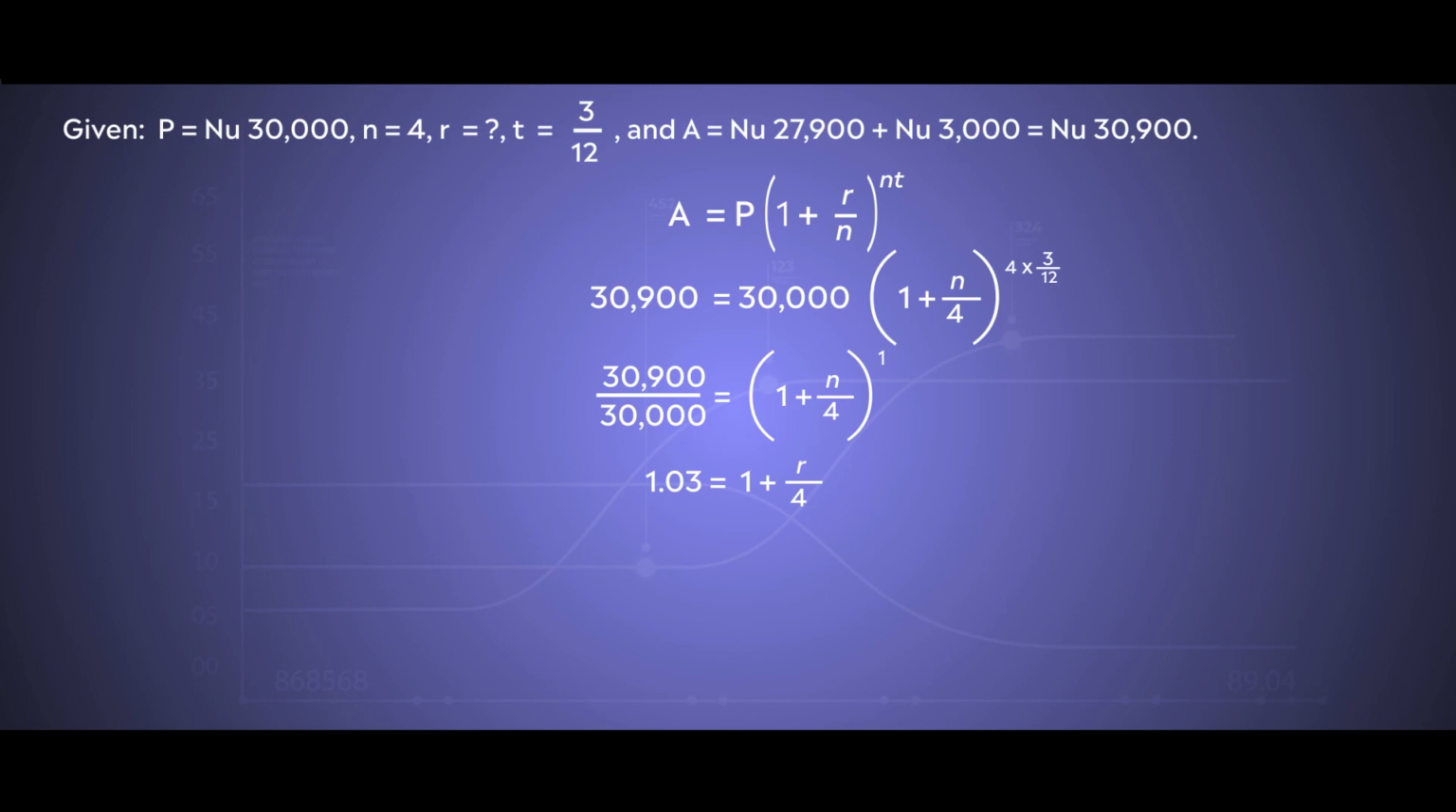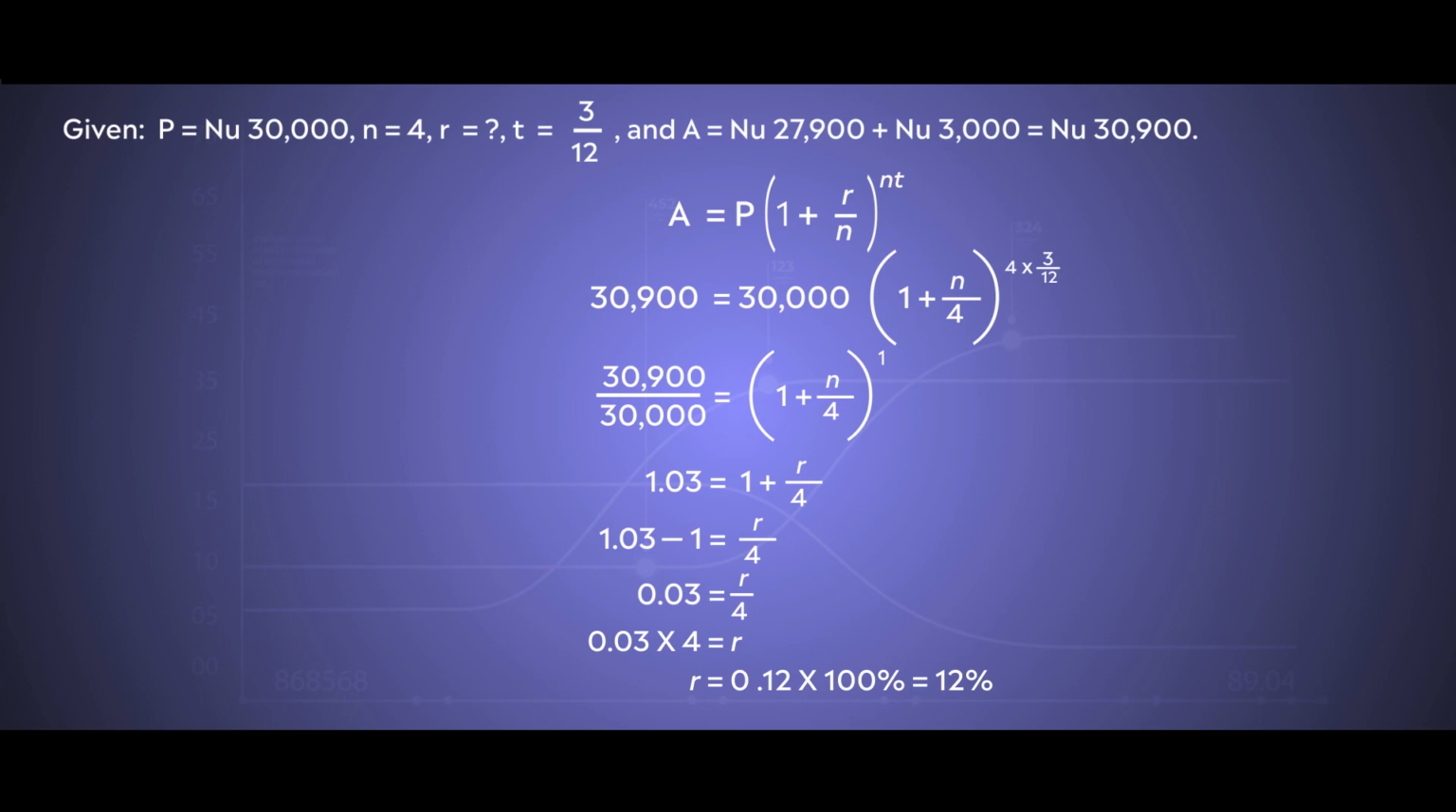Then you do cross multiply. It is equal to 0.03 times 4 is equal to r. Therefore, r is equal to 0.12. Since your r value is coming to 0.12, but you know the rate is always in percent, so you have to multiply by 100%. The rate is equal to 12%. So that is how you find the rate.